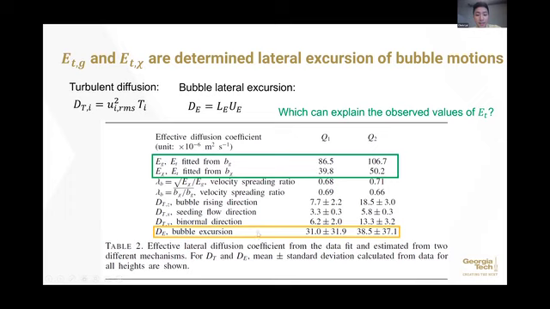And what we find is that the second mechanism, the bubble lateral excursion, is actually giving us a value much closer to the data fit of ET. The turbulent diffusion is actually an order of magnitude smaller than the fitted value of ET. And this evidence points to us that it is actually the helical path of the bubbles that is causing the spread of the plume.